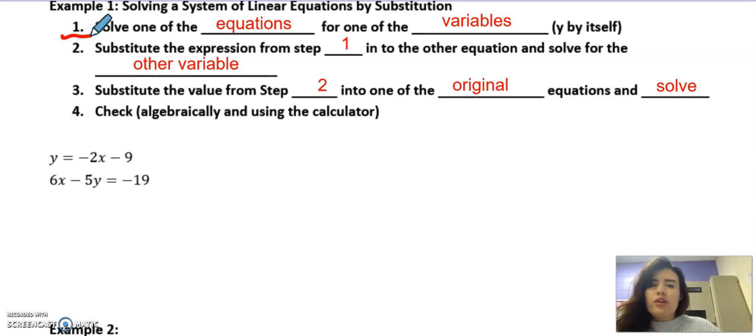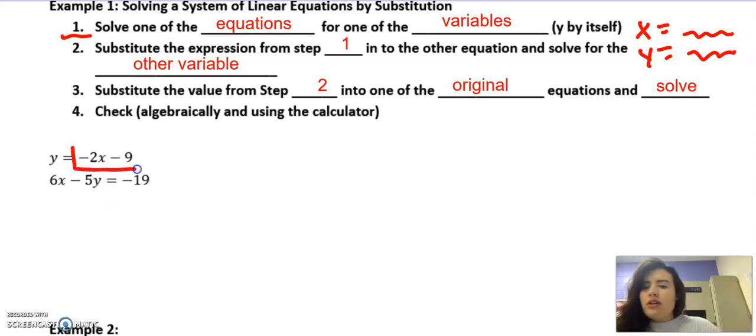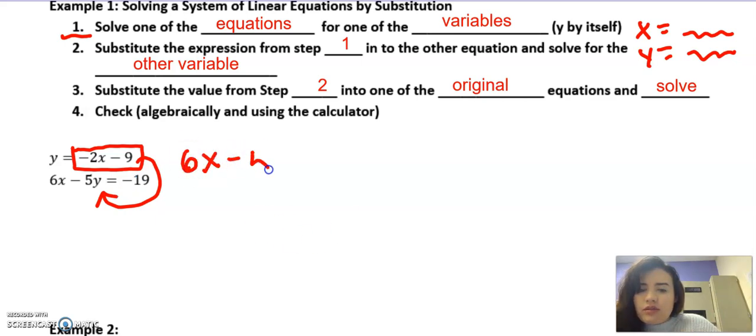It says to solve one of the equations for one variable. So that means we're either going to have an x equals or a y equals. And then the thing over here is the expression mentioned in step 2. So we already have our y equals. So this is the expression we're substituting in for y. So we're going to put that right here for y. Okay, so we have our 6x minus 5, and that's where we put that expression, and that equals negative 19. Let's fill in that expression, negative 2x minus 9.